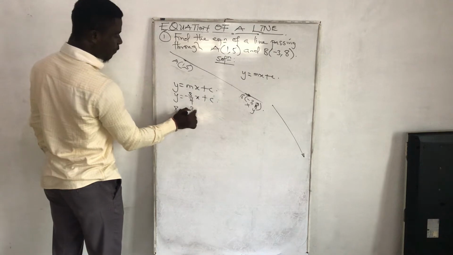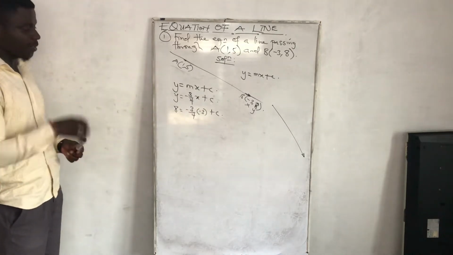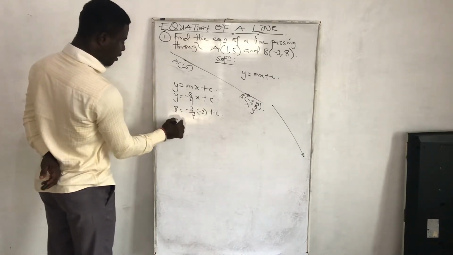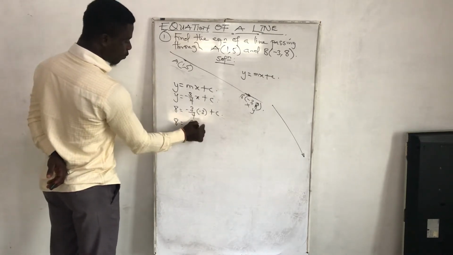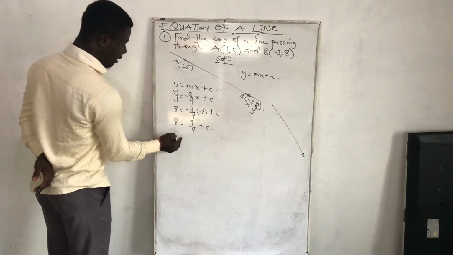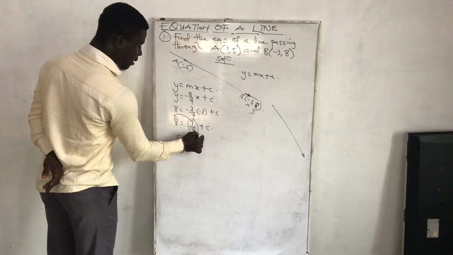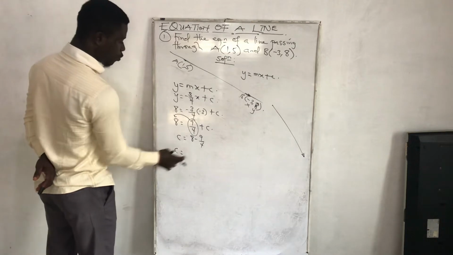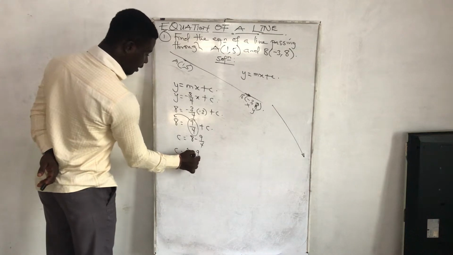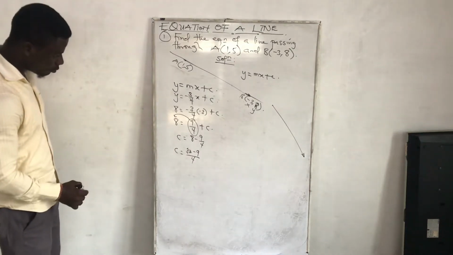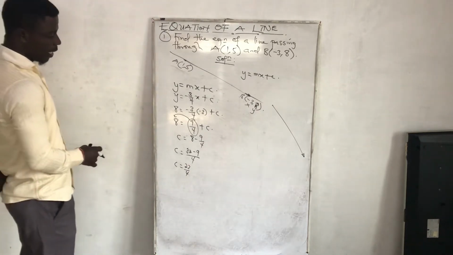So x, y. My y is 8, equal to -3 on 4, then my x is -3, then plus c. So I can find c. Now I get 8 equals, they are multiplying, so -3 times -3 is 9 on 4, then plus c. Then I can group like terms. So c equals 8 minus 9 on 4. Then c equals 8 over 4, we get 32, right? 32 minus 9 all on 4. Then we get c equals 23 on 4, because 32 minus 9 gives 23.